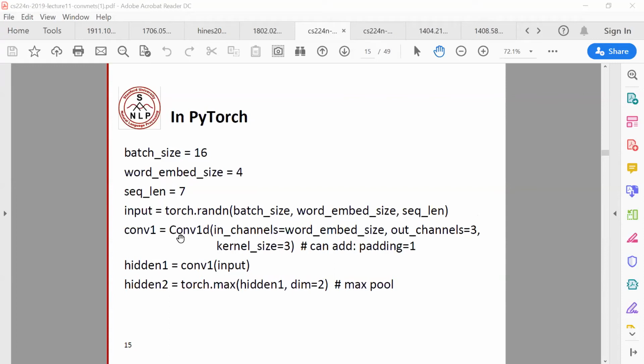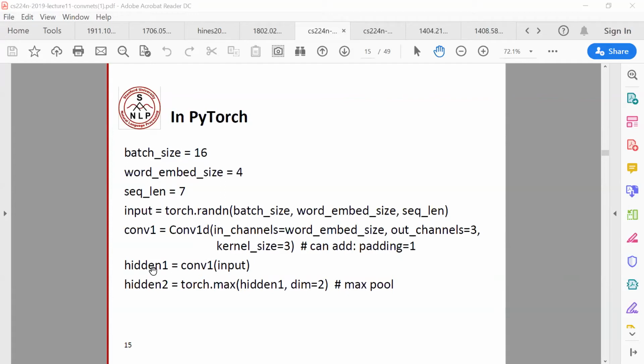Then you define a convolution. There's a function conv1d in PyTorch, and it takes the input channels, which is the word embedding size, and the output channels, which would be the number of filters that you want. The kernel size 3 would mean that you want a 3 by 3 filter. Sorry, this is just one-dimensional, so it's just a filter of length 3. And then you can add padding if you want to. There's a padding keyword there too. So this tells you how to specify a convolution in PyTorch.